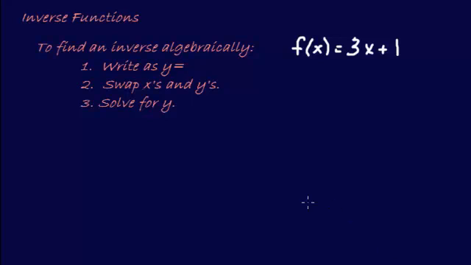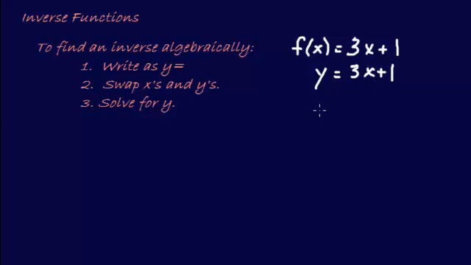To find the inverse of a function algebraically, we're going to follow a three-step process. Here's our function, f of x equals 3x plus 1. Step number 1, in finding an inverse, says to write it as y equals. So let's do that. y equals 3x plus 1.